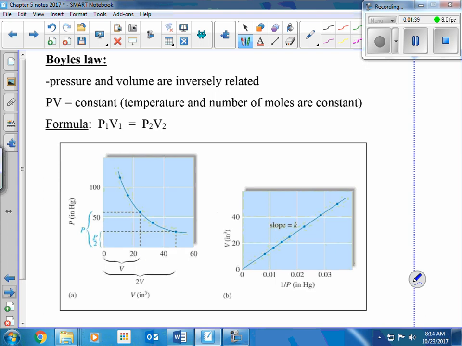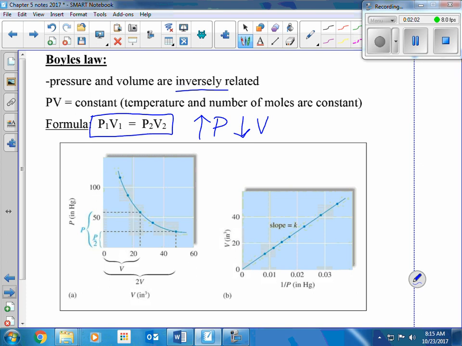So the first thing that we have to take a look at is Boyle's law. And you probably remember this from regular Chem. It's a pretty easy law to remember: pressure 1 times volume 1 equals pressure 2 times volume 2, and they are inversely related. Meaning that if the pressure increases, we know that the volume is going to decrease, or vice versa.